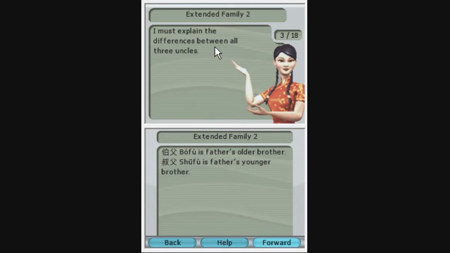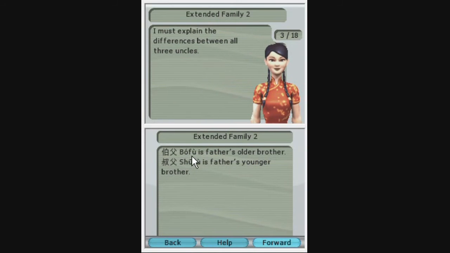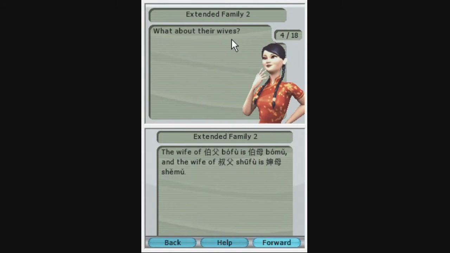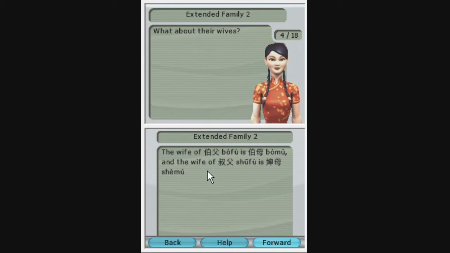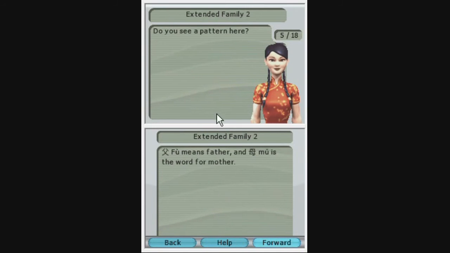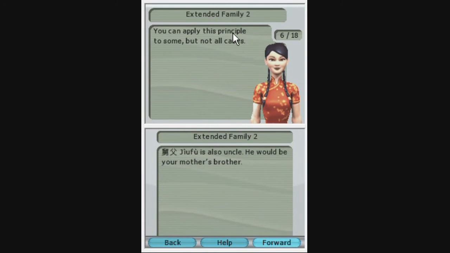I must explain the differences between all three uncles. Bofu is father's older brother. Shufu is father's younger brother. What about their wives? The wife of Bofu is Bomu. And the wife of Shufu is Shenmu. Do you see a pattern here? Fu means father and mu is the word for mother. Yep, I saw that. You can apply this principle to some but not to all cases.